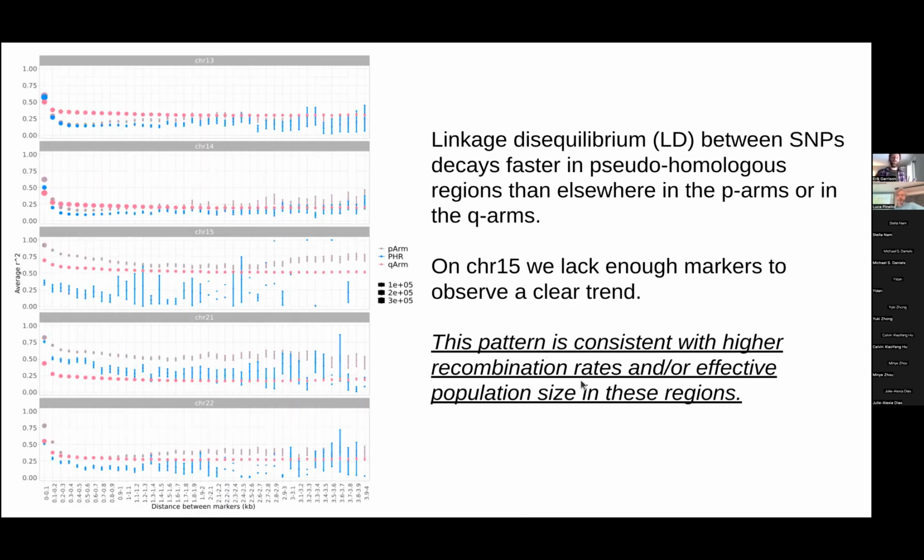And then the really fascinating thing beyond this is that if you look at the SNP variation inside of these regions, it suggests a faster decay of linkage disequilibrium, which would be correlated with higher recombination rates or potentially a higher effective population size. And again, I'm running out of time, so I won't dig into this.